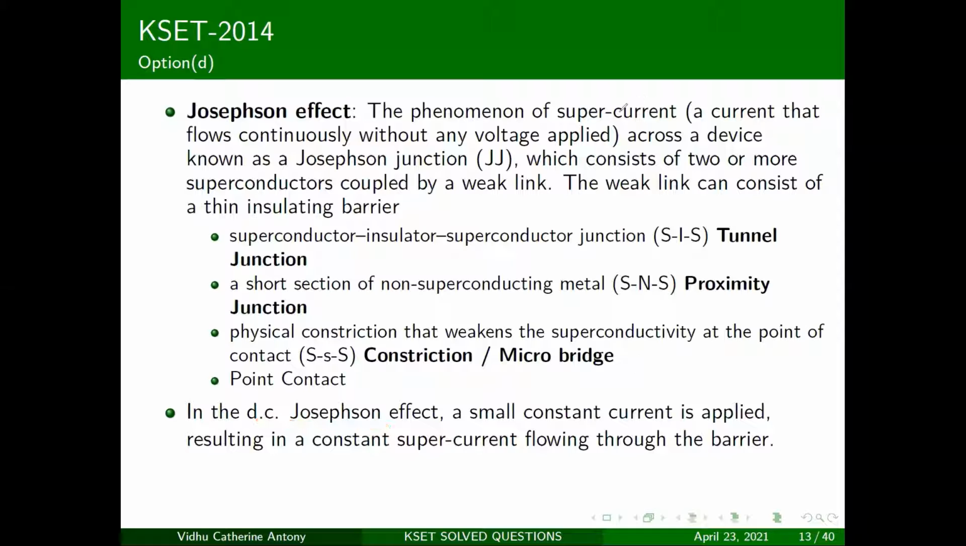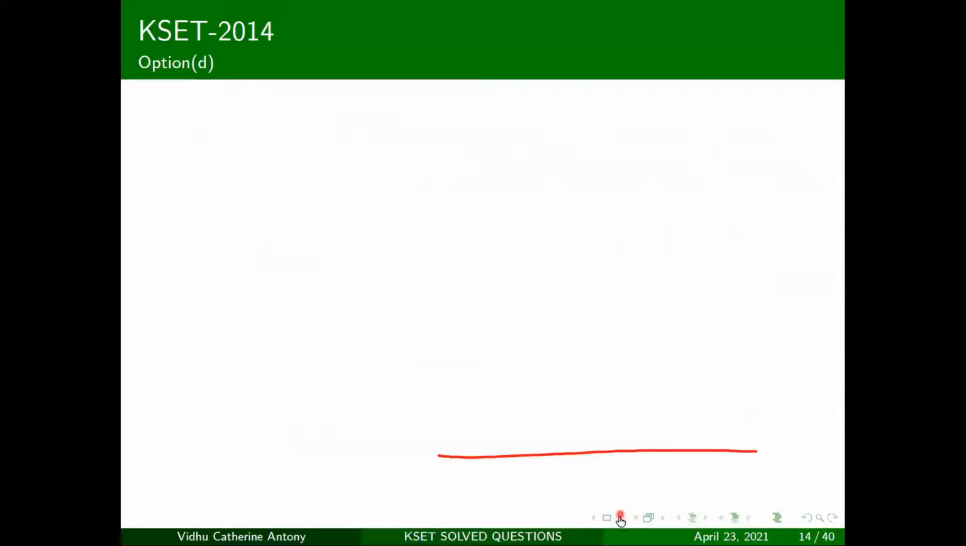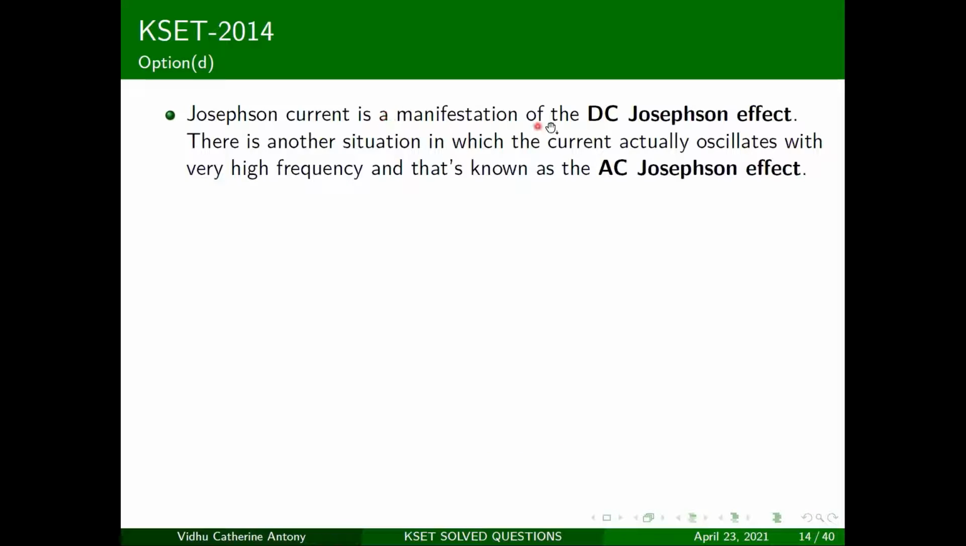In the DC Josephson effect, a small constant current is applied, resulting in a constant supercurrent flowing through the barrier. The particles do not feel the presence of the tall tunneling barrier, and they flow through with no driving potential. The Josephson current is basically a manifestation of the DC Josephson effect. There is another situation, like I told you, where the current actually oscillates with very high frequency, and that is called the AC Josephson effect. So the output current is what we look at to say if it's DC or AC.